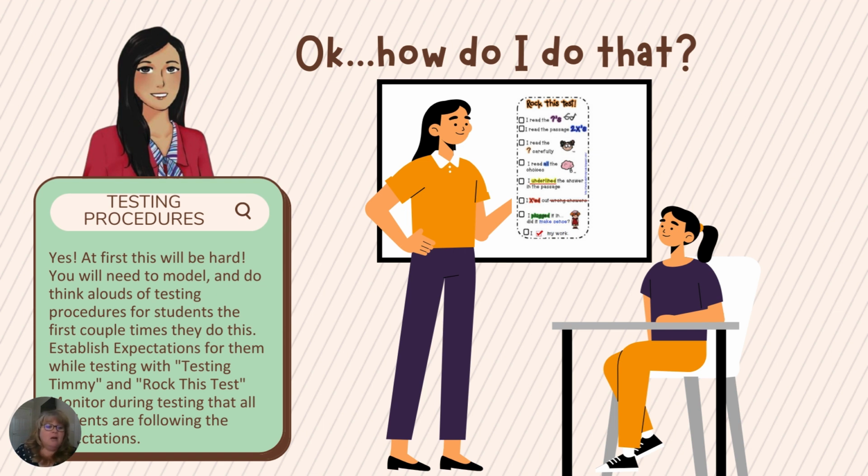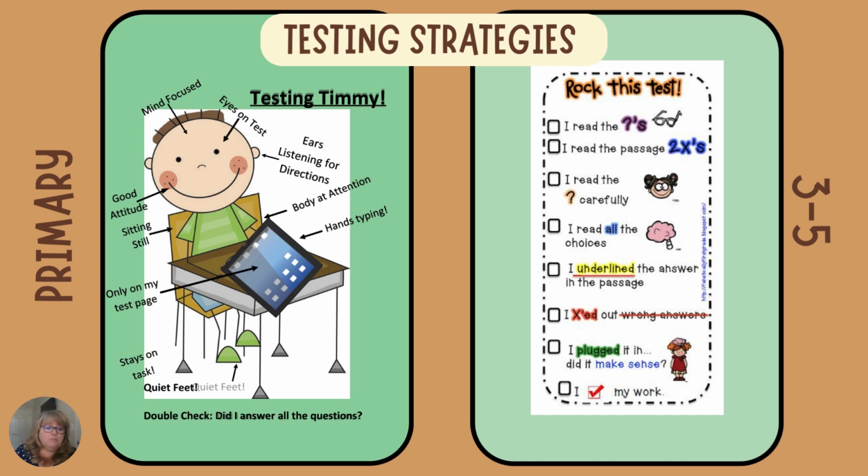So we need to model, we need to do think alouds of the testing procedures for students, and then establish those expectations and have them posted up in your room. In our school, we do what's called Rock This Test and Testing Timmy. Testing Timmy is for our primary students. Rock This Test charts are for our upper elementary students. Each of them is specific to what a child needs to make sure they understand when they're testing. For our primary students, they're making sure their mind is focused.